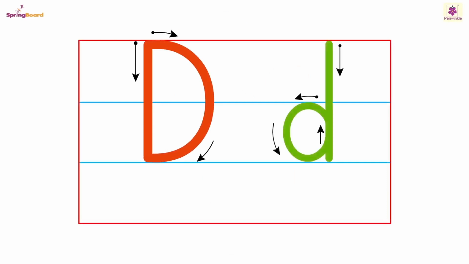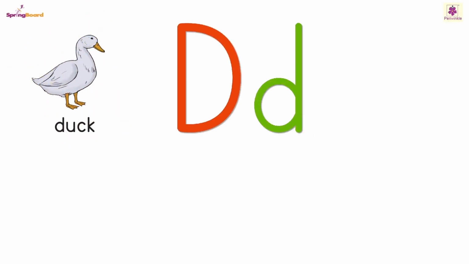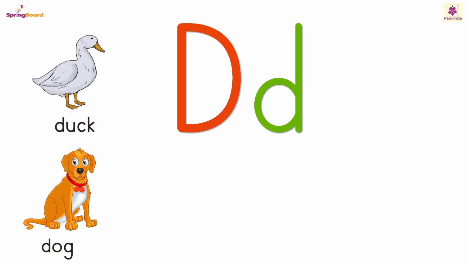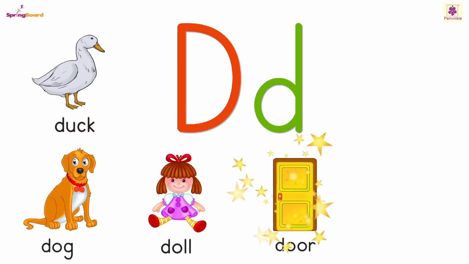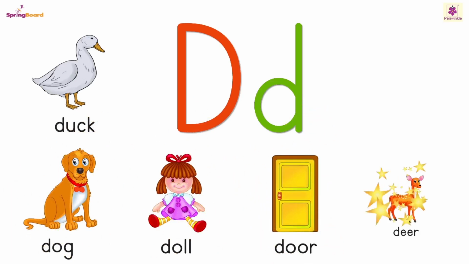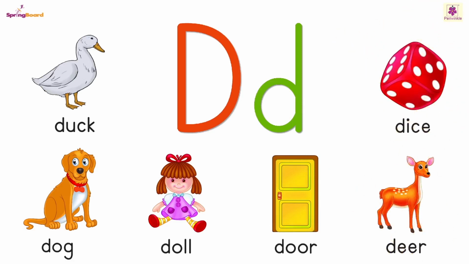This is letter D. The sound of letter D is D. Can you name things that begin with the sound of D? D, D. Duck. Dog. Doll. Door. Deer. Dice.